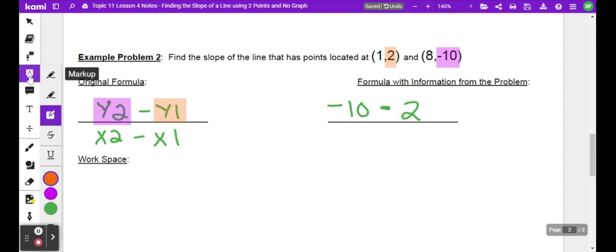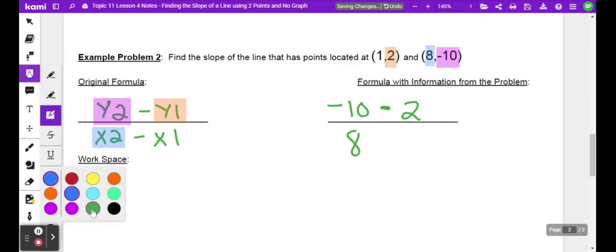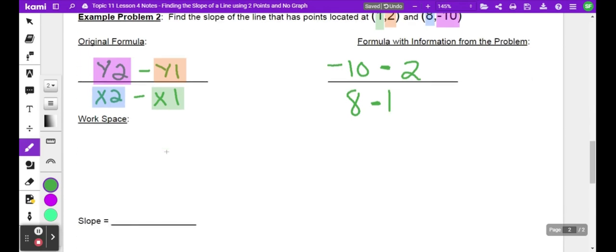If we go down to the bottom, x2, we had it in blue. That is the x coordinate from the second point. And in this example, that is going to be worth 8. And then x1 was in green. And that was the x coordinate from the first point. So in this example, that is a value of 1. So on the bottom of this, we have 8 minus 1. I'll come down into our workspace and do a little math. We have negative 10 minus 2 over 8 minus 1.